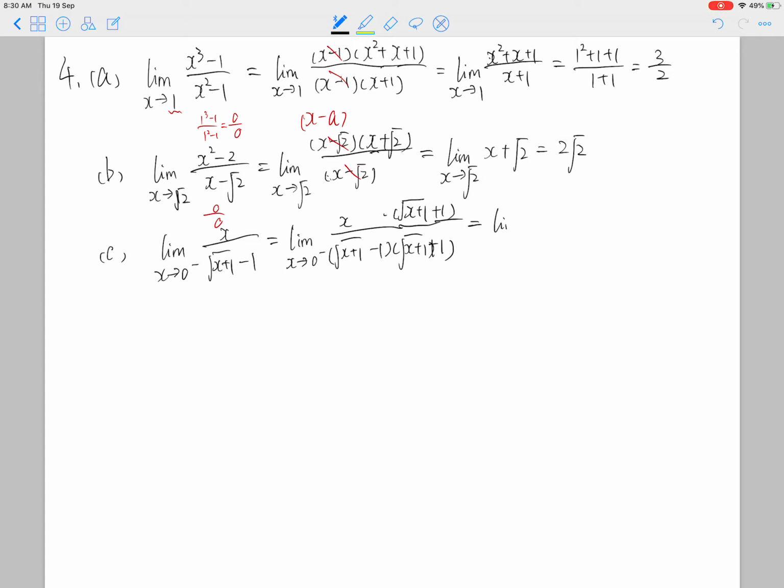Now the numerator is just x times this. Right, the denominator, it's a plus b times a minus b, so it's a squared, which is x plus 1 minus b squared. Right. Then plus 1 minus 1, so it is just x. Right. And then if it's just x, then cancel out.